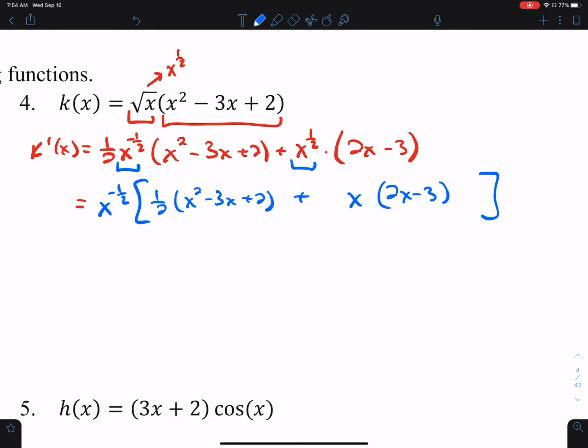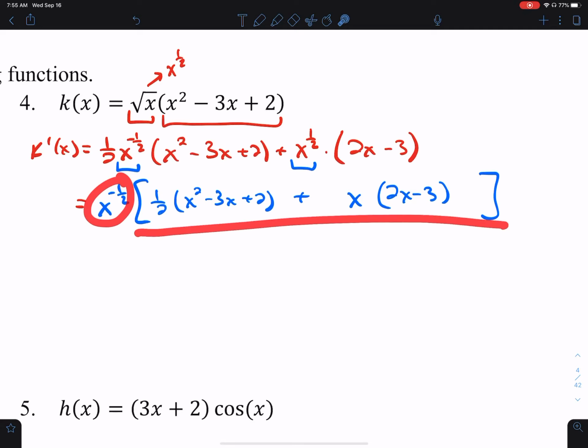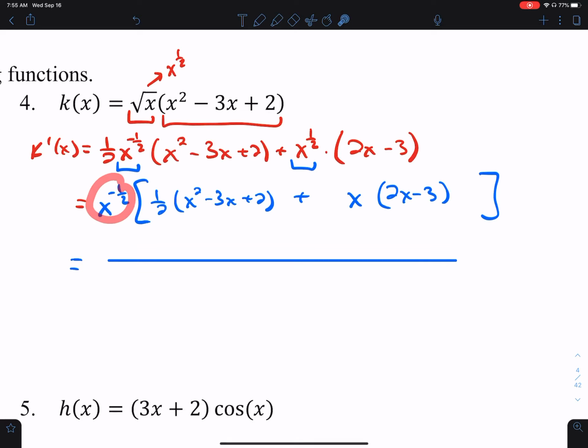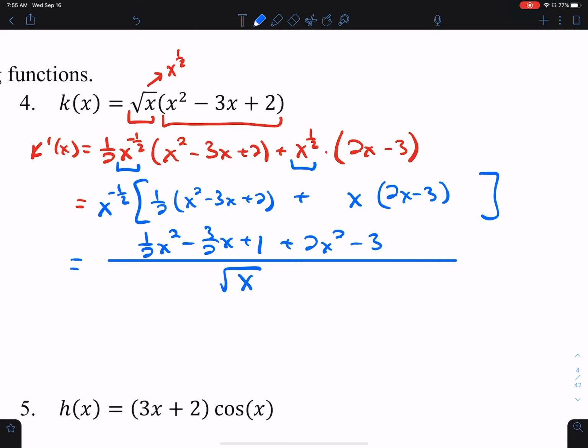Now at this point, we can distribute this half, distribute this x, and since this is being multiplied by this whole thing, we can make this a positive exponent by making this whole thing a fraction. I'm going to put this on the bottom now. It's going to be x to the 1/2 on the bottom, which means the square root of x. If I distribute up here, I get half x squared minus 3 over 2x plus 1. If I distribute here, I'm going to get plus 2x squared minus 3x.